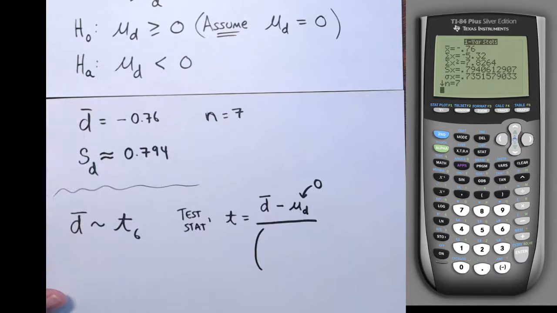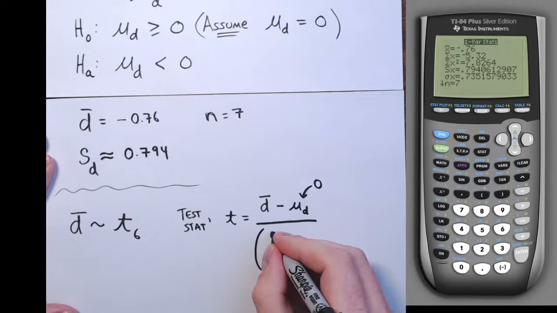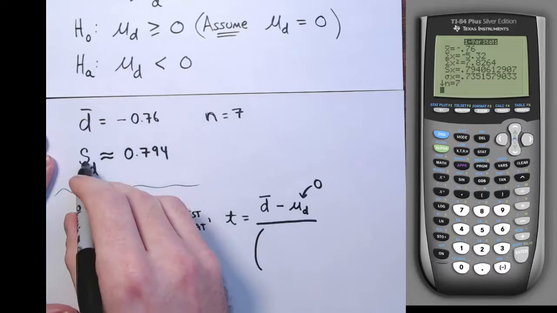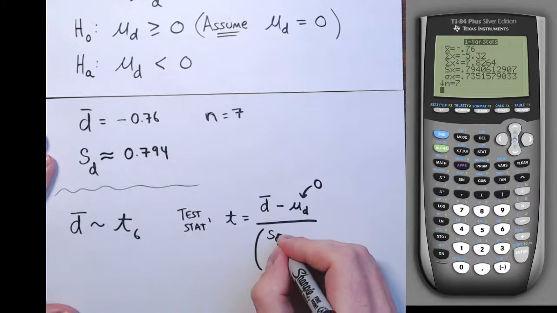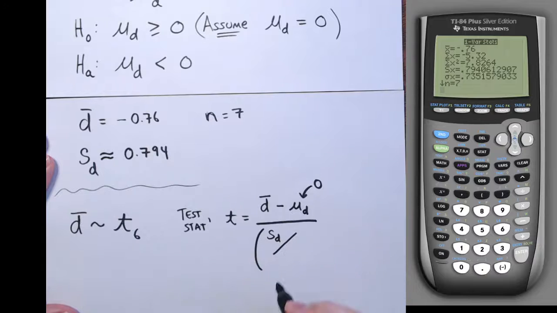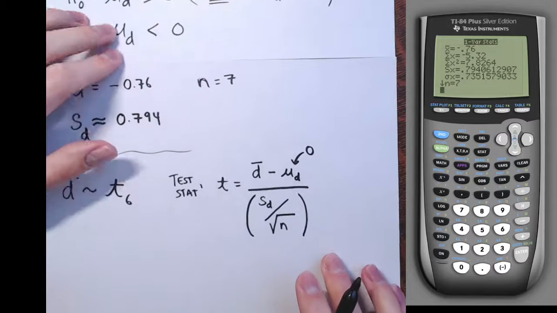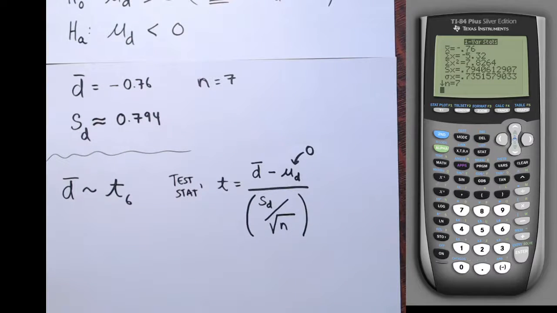standard error for this distribution of d bars would be, since it's student's t, I don't know sigma, right? I don't know sigma, so I'm going to use s, the standard deviation of the sample as an approximate, divided by the square root of the sample size. All right, this was the formula for our test statistic for these tests about the mean of the difference in paired data.